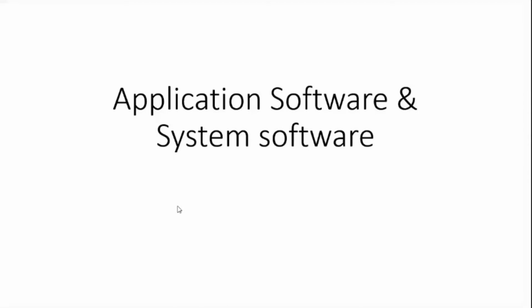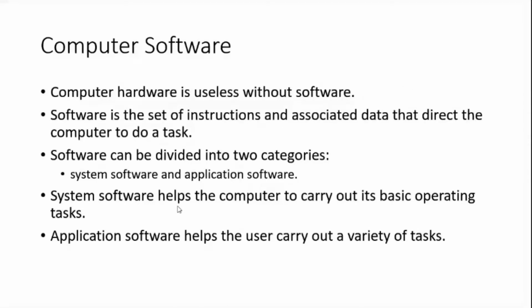discussing today. Computer software is any soft part. It is known as software because it is very soft. We cannot physically see it. So computer hardware is useless, that we know, without any software. The software is a set of instructions and associated data that direct the computer to do a task. So a software is a set of instructions that make a computer do something.